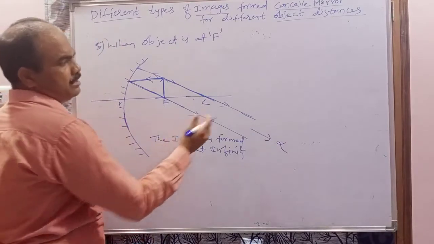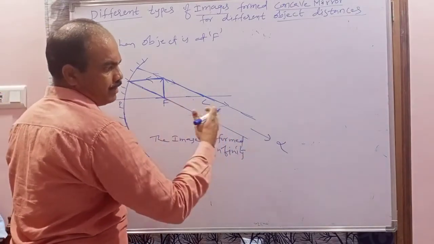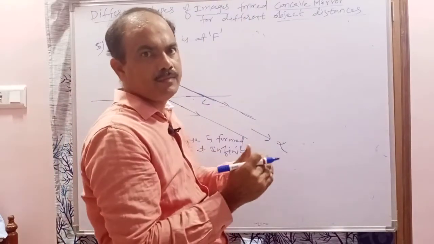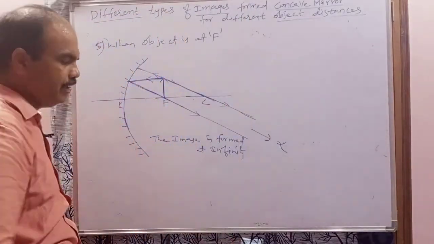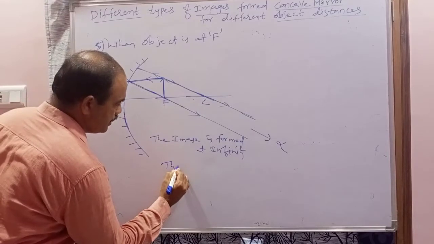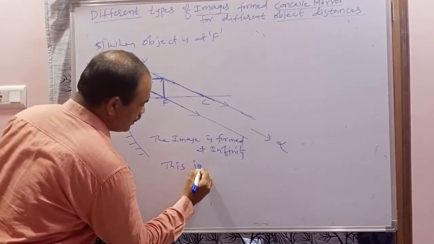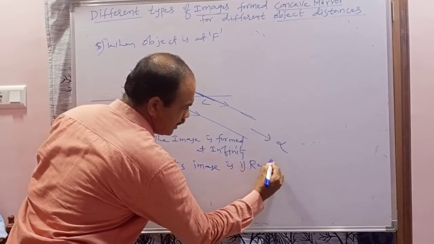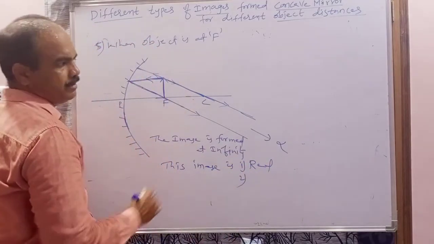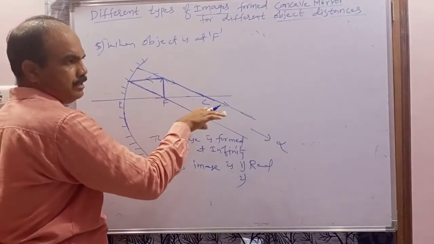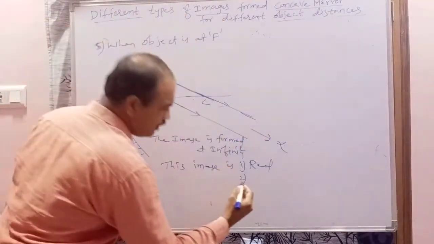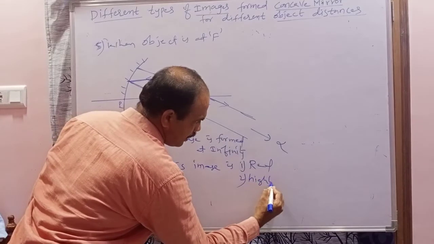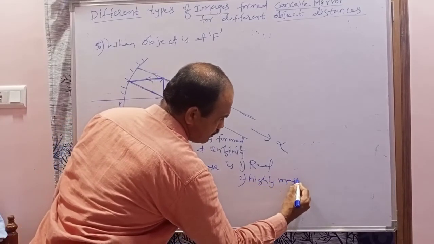Now this also we have to guess, and to intersect these rays, up to where do we have to go? At infinity. So that's why this image is also called a real image. This is the first one, real image, and the second one: which type of image is this? It is forming at infinity, which means highly diminished. Sorry, highly magnified. Highly magnified.